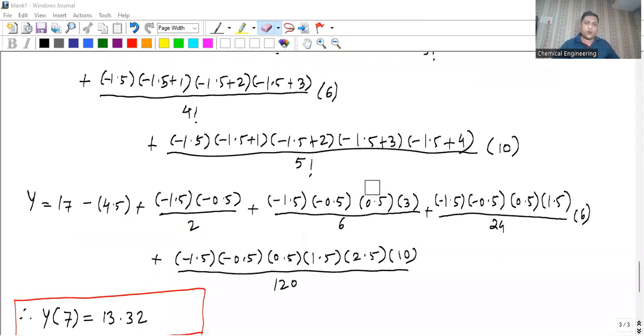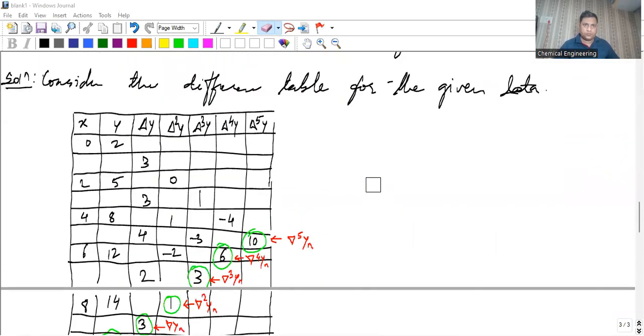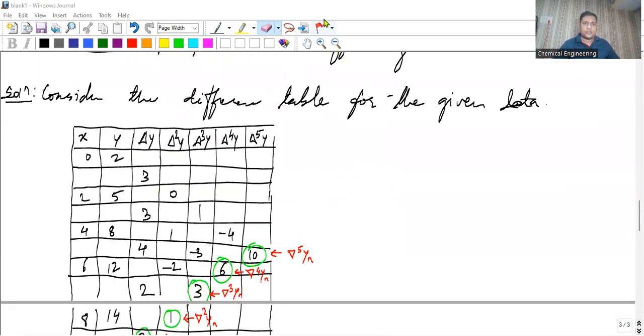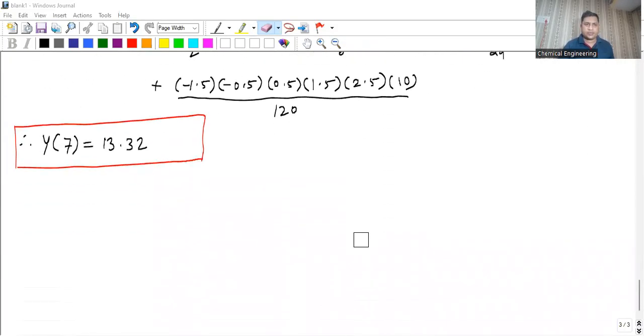So is there any doubt in this example? All of you got the construction of the table and the solution. Yes, sir. Is there any doubt? No, sir. Okay, that's good. So we have seen in the last example how to use the backward difference formula. So let us see one more example. Let's go for the next example.